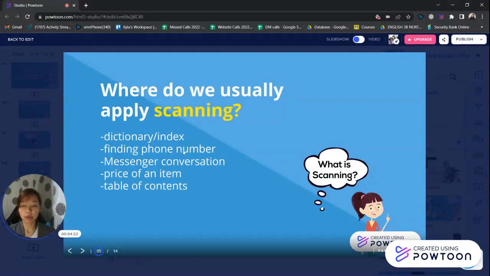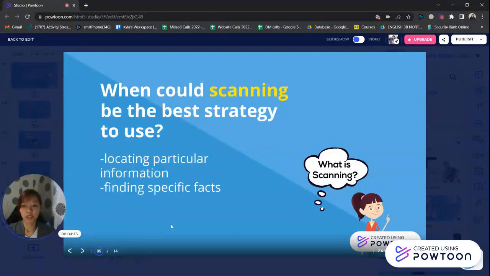For example, you want to know what page the topic of skimming and scanning is on. For example, it's page 72. Just specific information. You don't have to read a bunch of stuff. It's that simple. As I mentioned a while ago, scanning is the best strategy to use in locating particular information and finding specific facts.